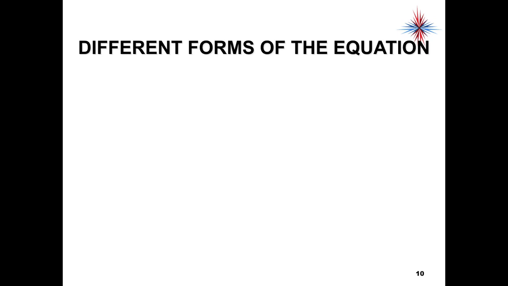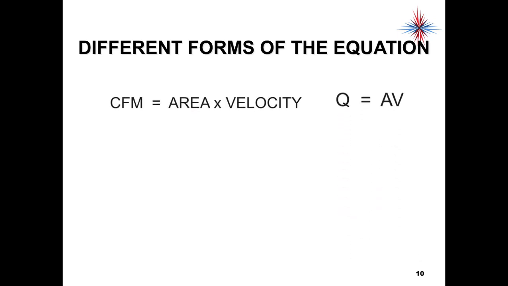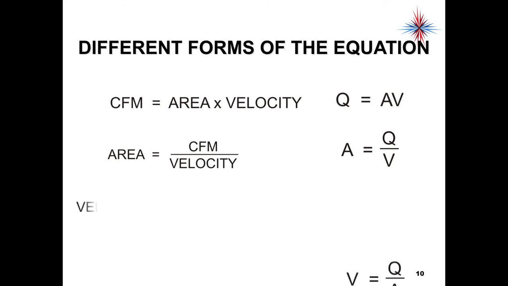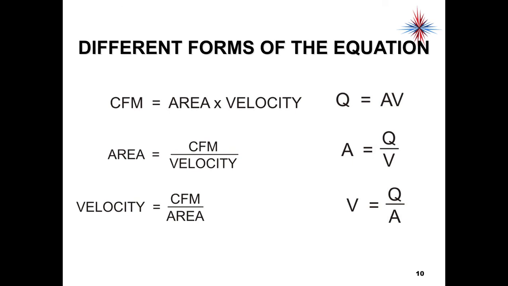And again, different forms of the equation. Okay, CFM is area times velocity. Area of ductwork could be CFM divided by velocity. Let's say an engineer type tells you, okay, I have to deliver this many CFM to the space. I have to have it at this velocity. You've got to be able to find the area needed in the ductwork. Velocity is CFM over area.